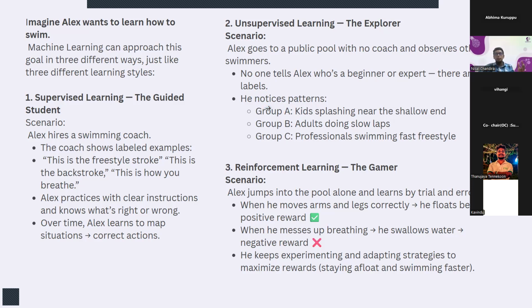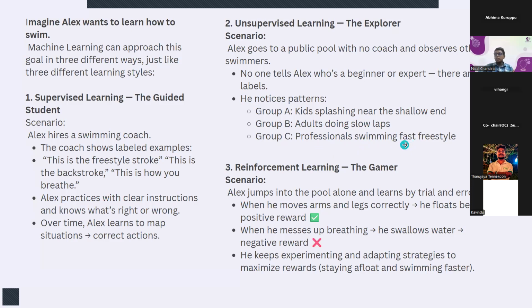He notices patterns, because Alex can notice the patterns people are following. Based on that, Alex can group people. Let's say group A is kids splashing near the shallow end. Alex can see kids splashing water near the shallow end, he knows kids are playing there, and adults are doing slow laps. He can notice these things, and professionals, the good swimmers, are swimming fast freestyle.